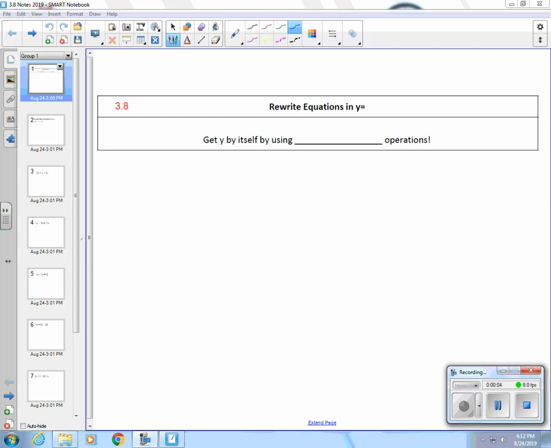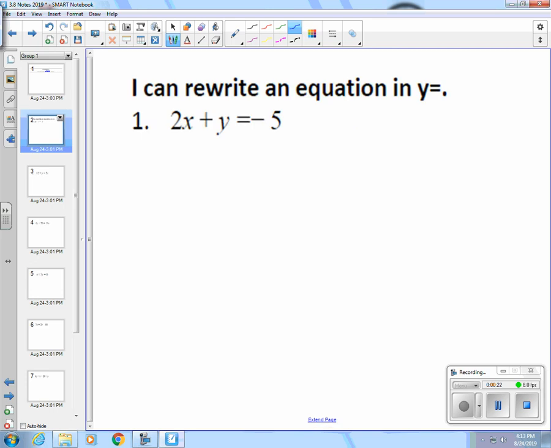Our last section of this chapter is 3.8, where we're going to rewrite equations so that they are in y equals format. And in order to get y by itself, you need to use inverse operations. We've been doing that this whole chapter. So let's take a look at rewriting the equation in y equals format. You are trying to have the y all by itself.